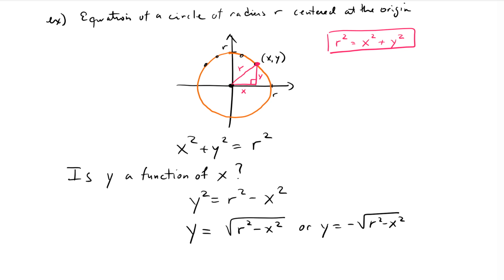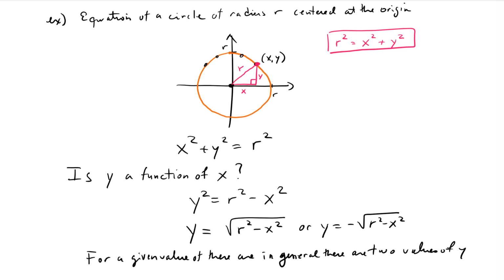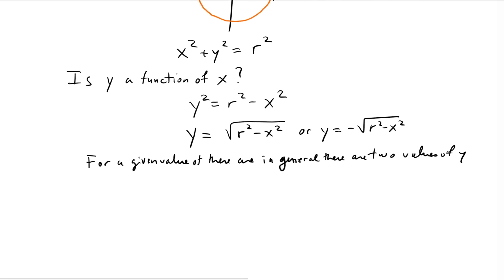So for a given x, there are actually two possible values for y. Let's write this down, this seems important. For a given value of x, there are two values of x where there's a single value of y, but in general, there are two values of y, y being the output. So two outputs for a single input, that doesn't sound like a function. Okay?